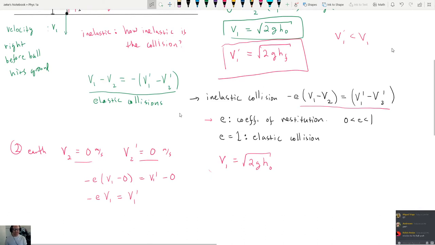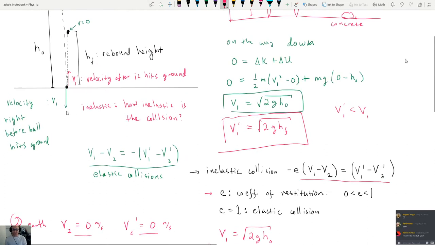But one of these needs to be negative, basically. So let's just define up as positive. We'll define the up direction to be positive y or something like that. And then V1 needs to be a negative number now. Keep in mind that when you solve these things, you actually get a plus or a minus. And what I'm going to do is say that V1 prime is going to be positive, and we'll make V1 negative. Okay?